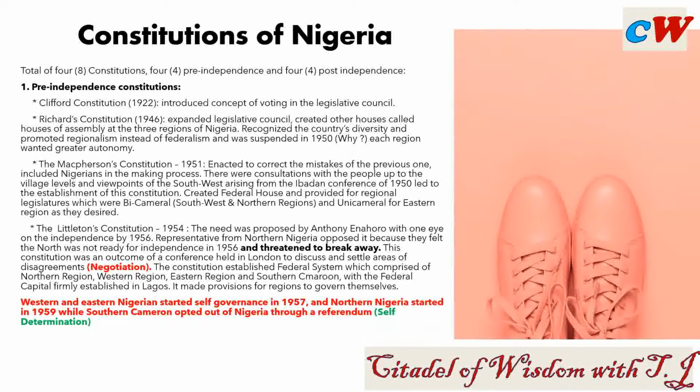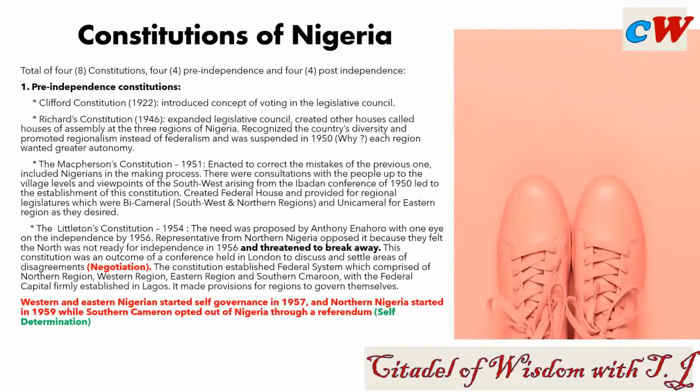In 1946, we had the Richards Constitution, which expanded the Legislative Council and created other houses called the Houses of Assembly at the 3 regions of the country, namely the Western region, the Eastern region, and the Northern region. The Richards Constitution recognized that Nigeria is a country of different people, different nations. It recognized the diversity and therefore promoted regionalism instead of federalism. But this was suspended in 1950 because each region wanted greater autonomy for themselves.